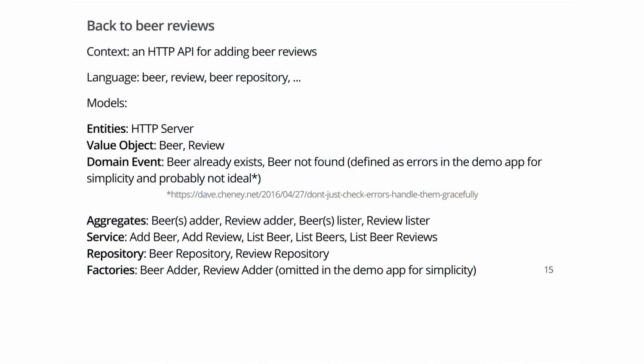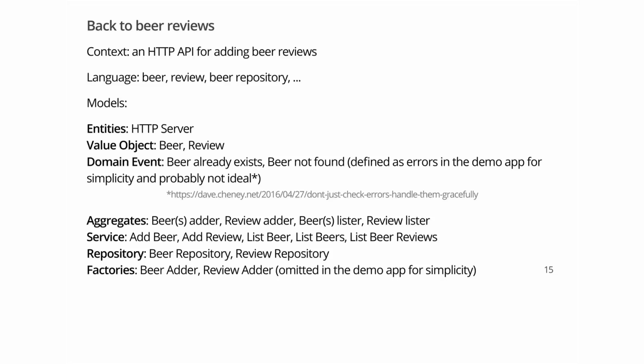So back to the beer reviews, we could think about that problem in this way. And this is probably not 100% textbook perfect because that's just my stab at it. Talking to other people, this could probably change, because the more people you talk to, the more you refine your domain model. And that's also what DDD is about: iterating over that until you arrive at something that you and the rest of your team are happy with. So we could, for example, say that the context we're dealing with here is an HTTP API for adding beer reviews. Nice and easy.